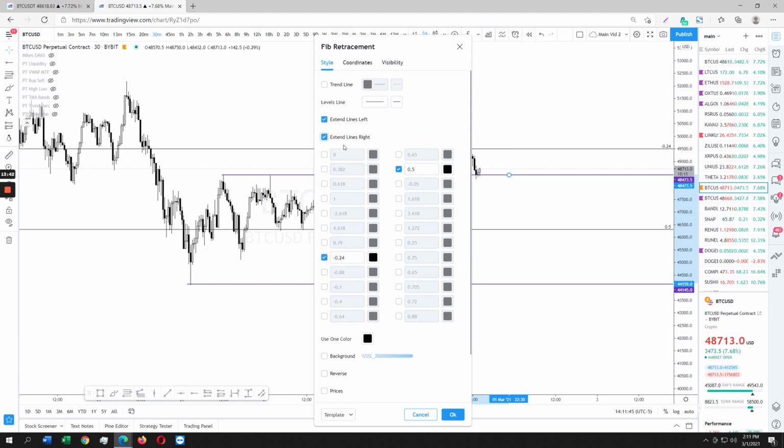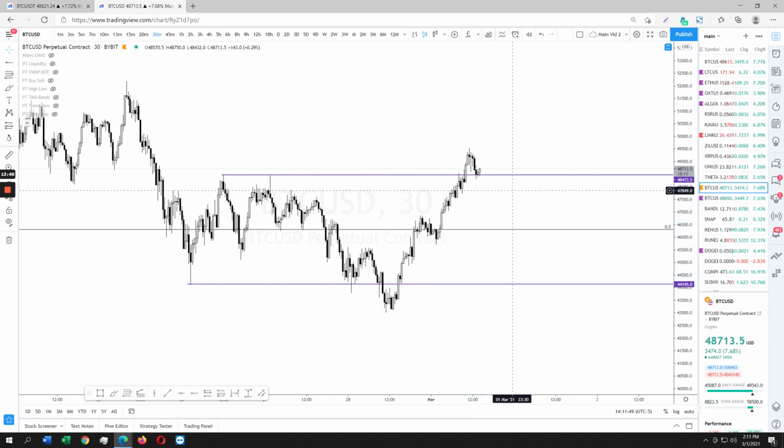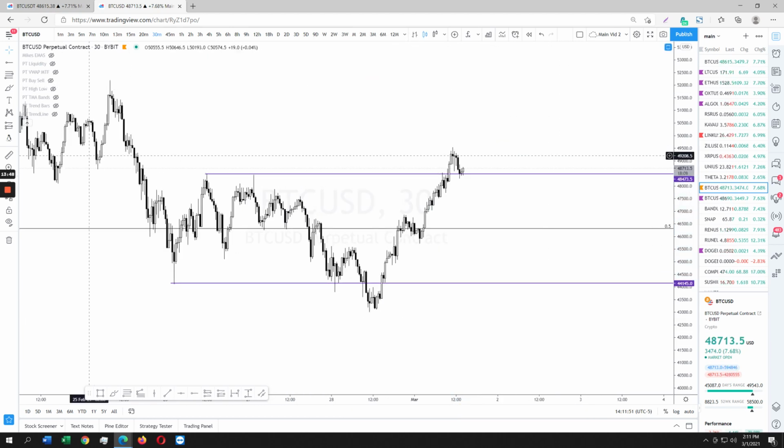Left, right. Get rid of this too. Boom. There you go, guys. That's it. That's your range. Put it on your chart. That's what you want to play. You want this to be a deviation. Once this becomes a deviation, you want to take the short going down.